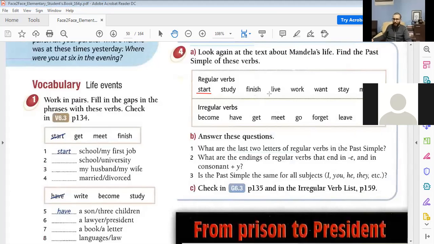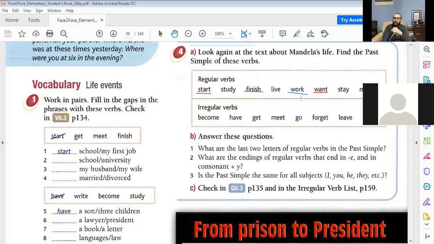Which verbs have a t sound? Finish, finished. Okay. Work, worked. That's correct. So with the verb finish and the verb work, the ending, of course, is ed, but it sounds like a t, right? Yes. It doesn't sound like a d, it sounds like a t.